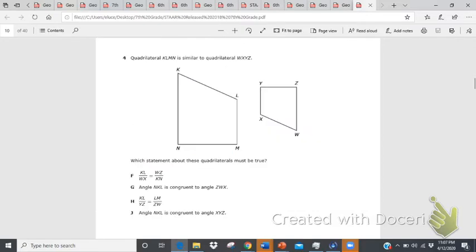Quadrilateral KLMN is similar to quadrilateral WXYZ. Which statement about these quadrilaterals must be true? Must. All right, there are some key things that you need to know about two shapes that are considered similar. When it comes to similar shapes, they are the same shape, just not necessarily the same size.